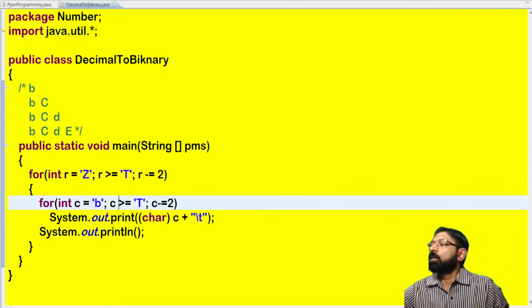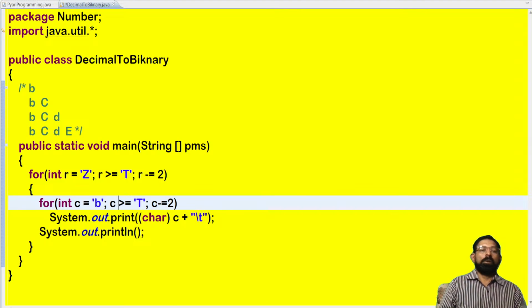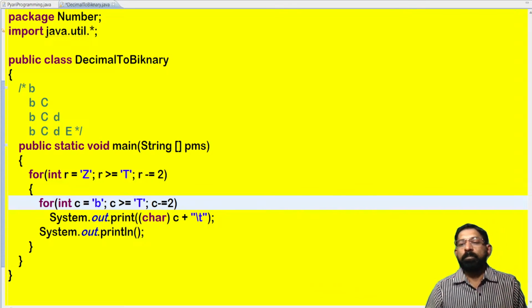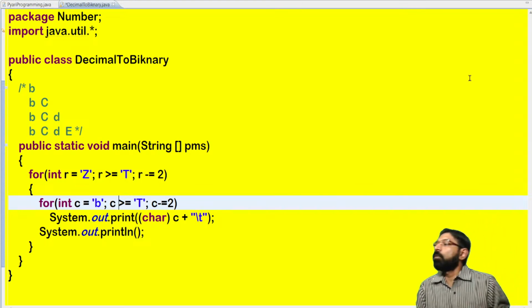Quickly, next part. C condition. Condition for C. Nobody is giving the condition for C.